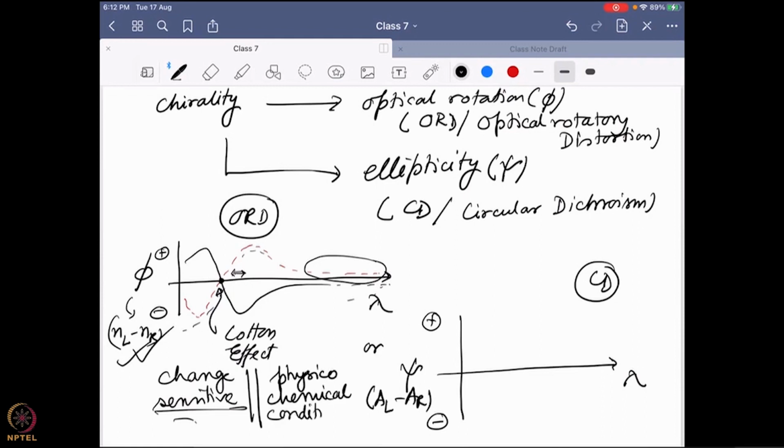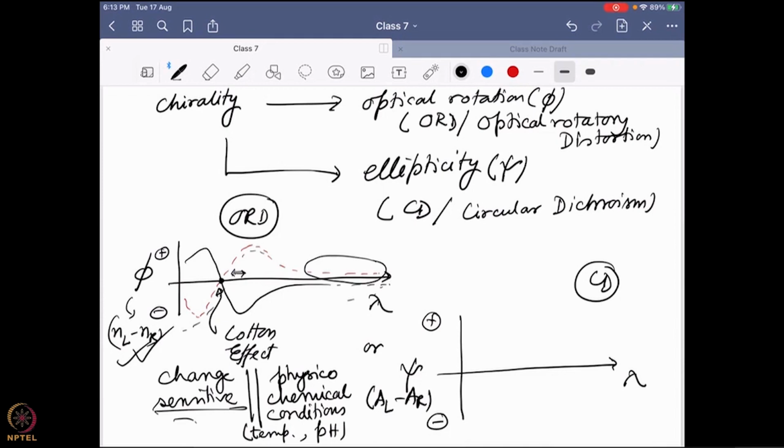So what do I mean by physical conditions? That means the temperature. That means the pH. If I change the pH, there's a slight change in the overall protein environment around the molecule. It changes the overall arrangement of ionic molecules around it, changes the hydrogen bonding environment, that is going to have a direct effect on the nL and nR. So that is why ORD will be dependent on all of them.